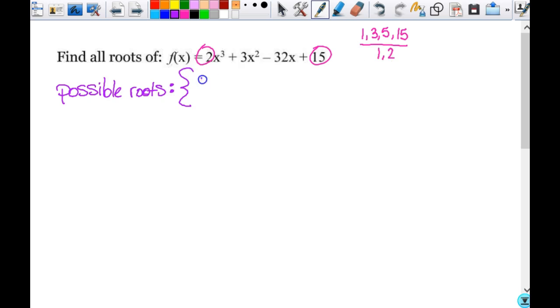So 1 over 1 gives me plus or minus 1. 3 over 1, so plus or minus 3, plus or minus 5, plus or minus 15. Then I've got to do the other ones.